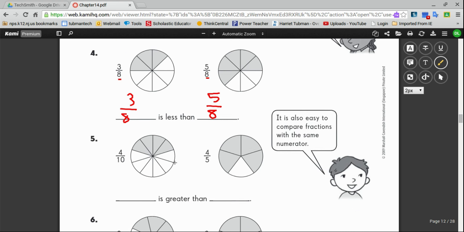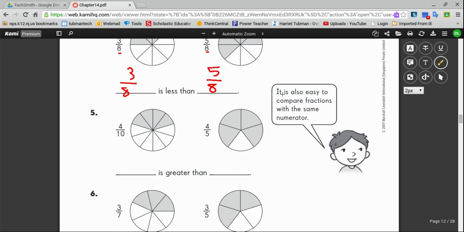All right. Over here, it also says, it is also easy to compare fractions with the same numerator. So over here, we have the same numerator. We have 4 as a numerator and 4 as a numerator. So let's look at our denominator. Well, that's 10 and that's 5. And if we look, 4/10 is less than 4/5, and 4/5 is greater than 4/10.